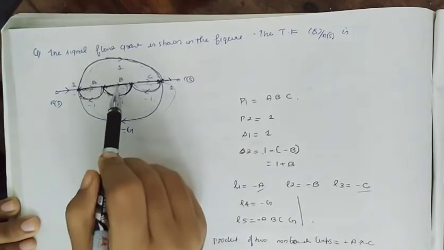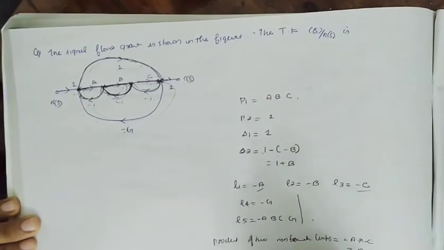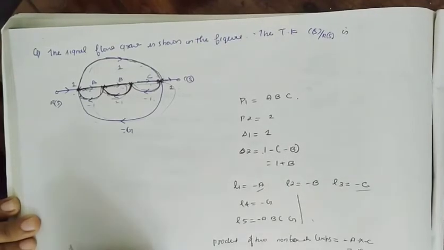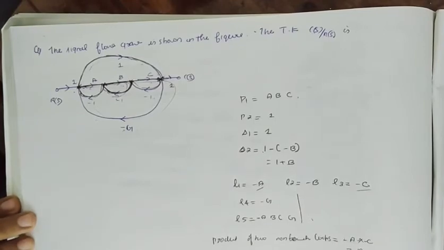This loop, minus G and B, are not connected, right? So the other one is minus G and minus B, that is GB.